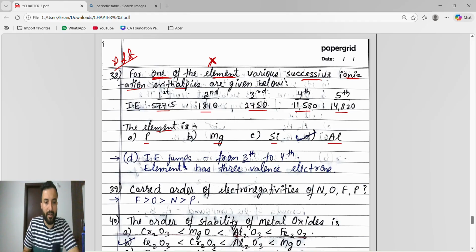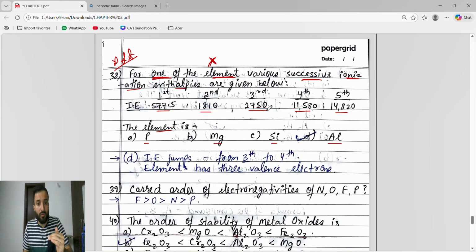Now you have to find which element this is. Guys, what type of question will they ask? They will give the successive ionization enthalpies like this, and in that you have to find which element it is. Guys, I am telling you a very easy trick: just check from which value of ionization enthalpy there is a higher jump.